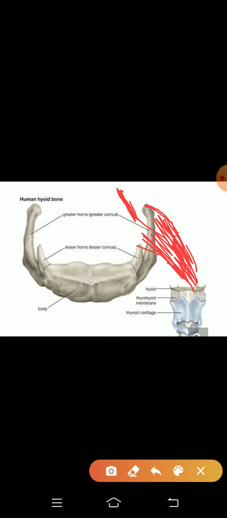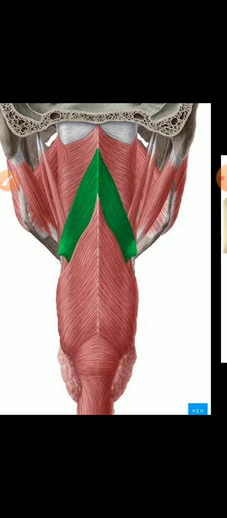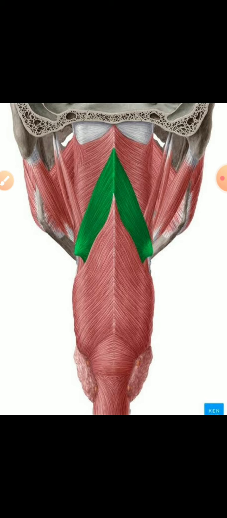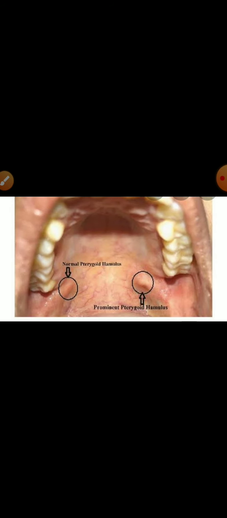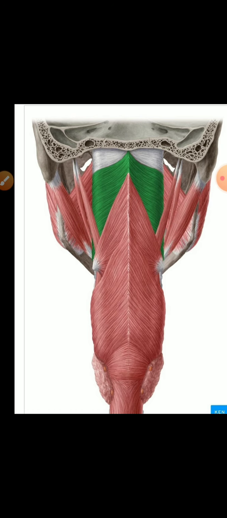For study purposes you can just study it like this, for understanding. It is inserted into the same part, the median fibrous raphe. The nerve supply is similar to the superior constrictor, that is the pharyngeal branch of the vagus nerve carrying fibers of the cranial root of the accessory nerve. So the nerve supply is similar and the action is also similar. It helps in deglutition.